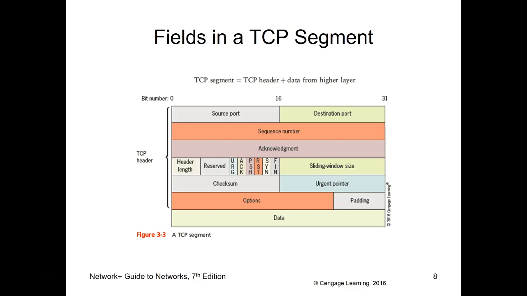But there's a couple of other pieces in here. We have a sequence number and an acknowledgement number. The sequence number generates a random number of 32 bits in length and says, I'm going to send this value out.